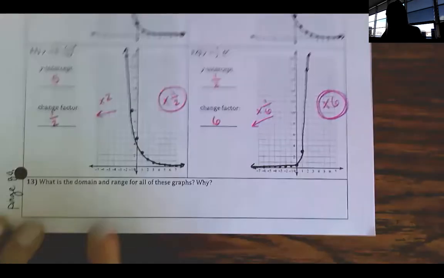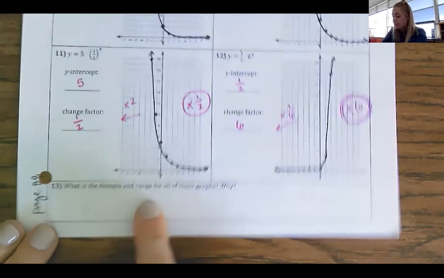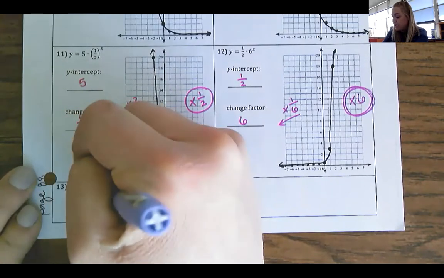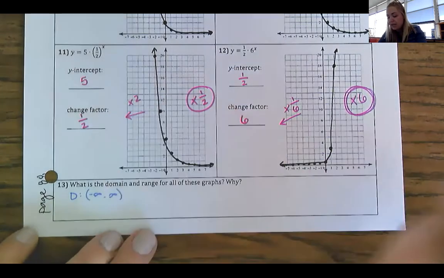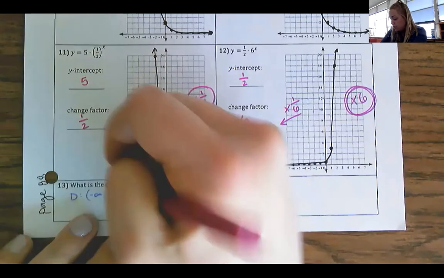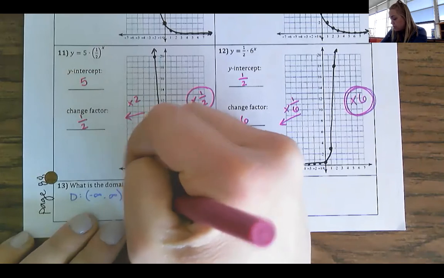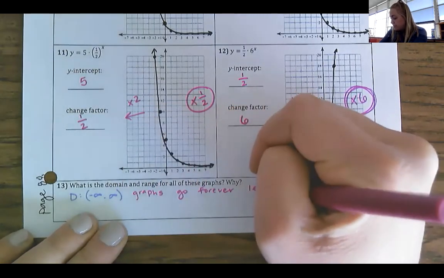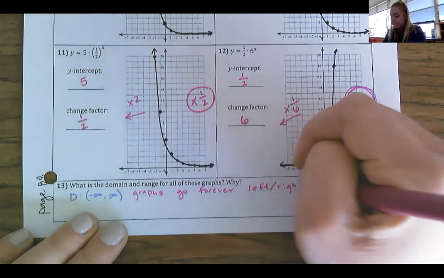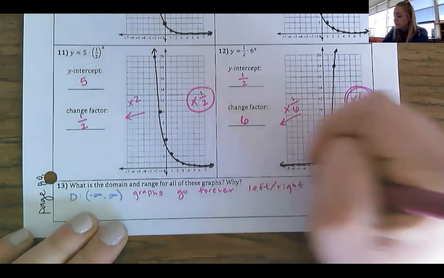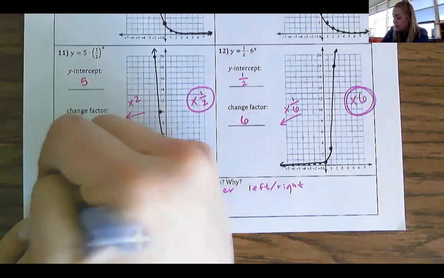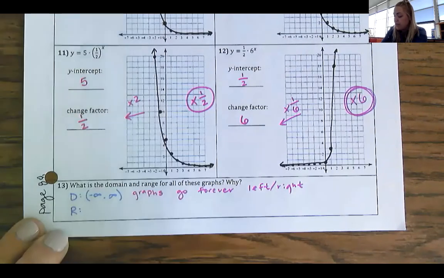So what does that mean about problem number 13? What is the domain and range for all of these graphs? The domain is always negative infinity to infinity. Why? Because the graphs go forever left and right. So what's the range for all of these? Well, the range never drops below 0, always goes up toward infinity. So we say 0, infinity.